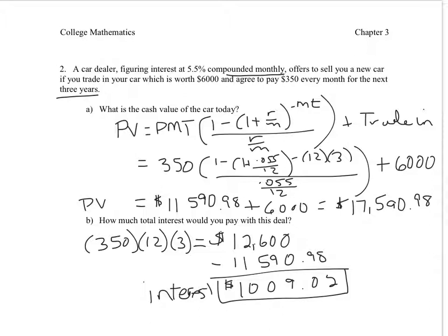So when we take the total amount that you've paid minus the present value for those payments, that's how we can see what the actual interest amount is.